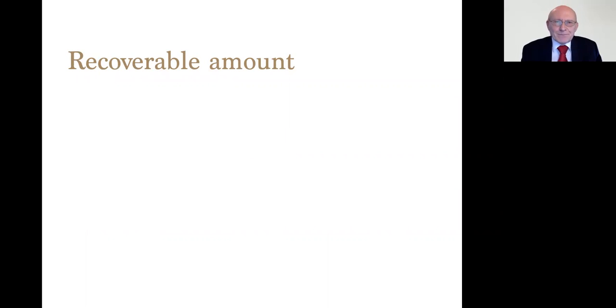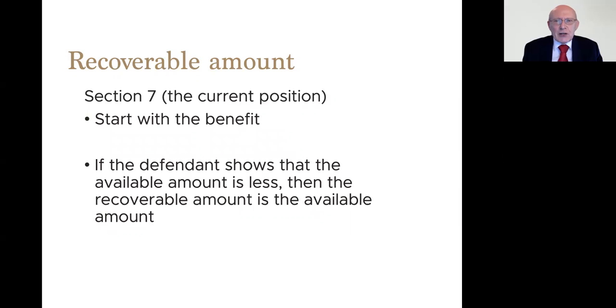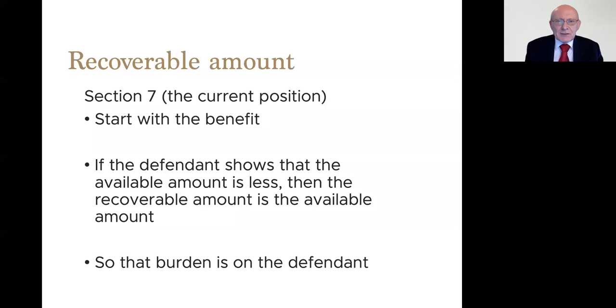Recoverable amount. Now, the present position is relatively straightforward. I think section 7 deals with recoverable amount, and it says in effect that you start with the benefit, and if the defendant shows that his available amount is less, then the recoverable amount is the available amount. So far, so good, so straightforward. The burden, as you'll see from that, is placed squarely on the defendant to show to the court that his available amount is less.